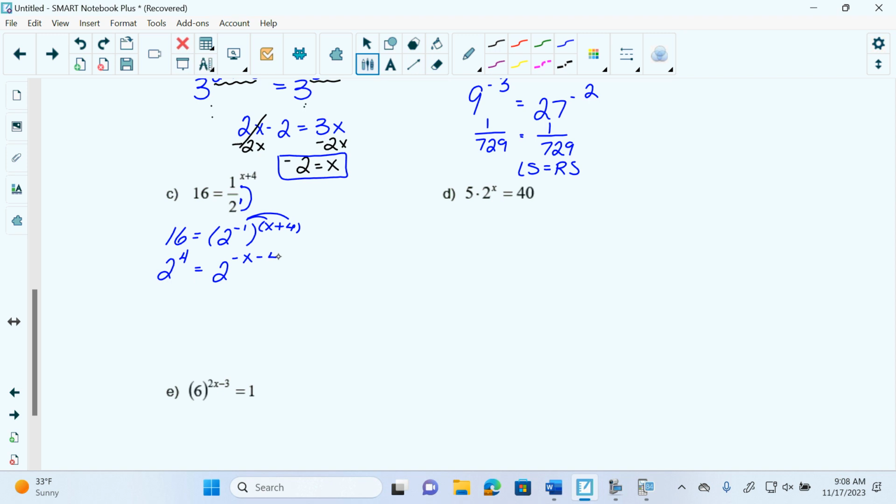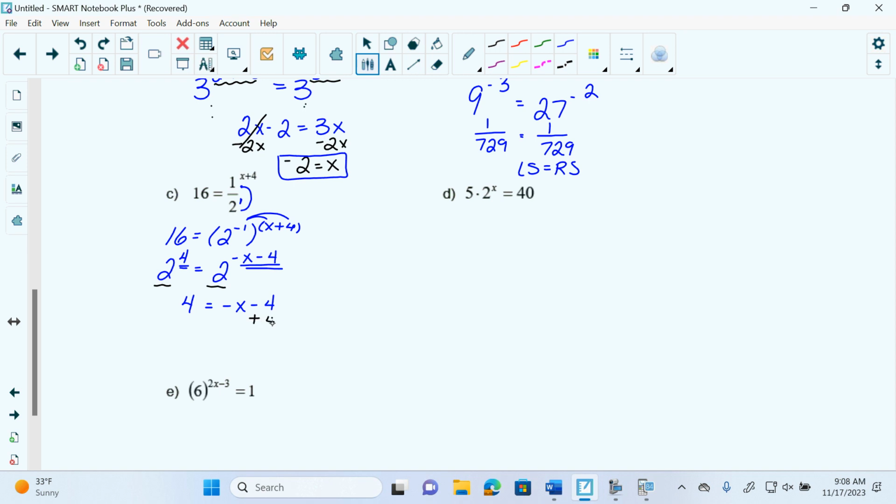The common error is going to be forgetting to distribute. Do you think they'll have the answer to you forgetting to distribute? Probably. Yep, they absolutely will. So now I have base 2, base 2. So then this exponent must equal this exponent. So I get 4 equals negative x minus 4.